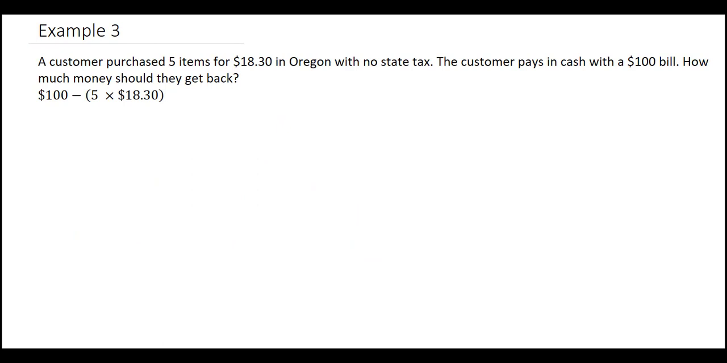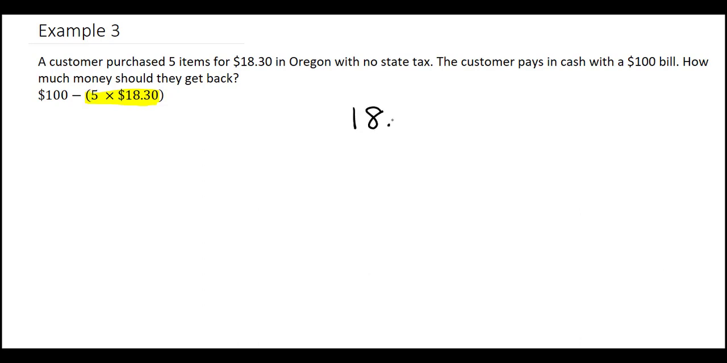Example 3. A customer purchased 5 items for $18.30 in Oregon with no state tax. The customer pays in cash with a $100 bill. How much money should they get back? We're going to solve this problem. We have $100 minus 5 times $18.30. What are we going to do first? There are only two operations, and we're going to multiply first before we subtract.